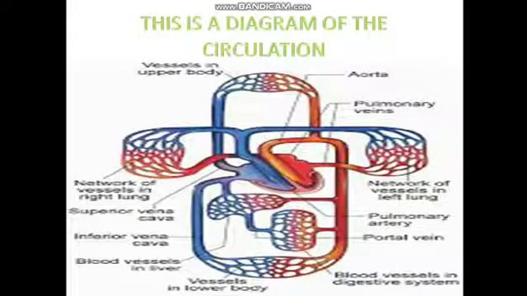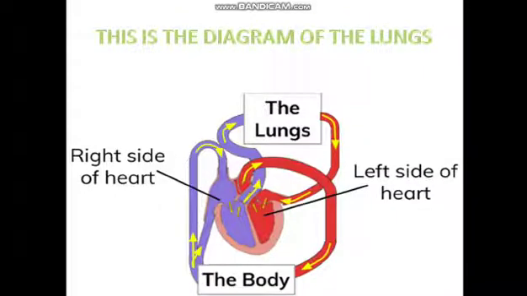This is a diagram of the circulation. So it consists of the lungs, liver, digestive system, and the heart. This is the diagram of the lungs. So there's the right side and left side of the heart.